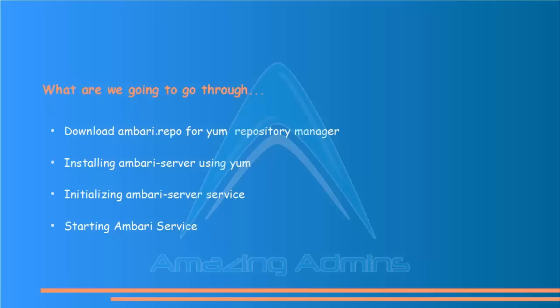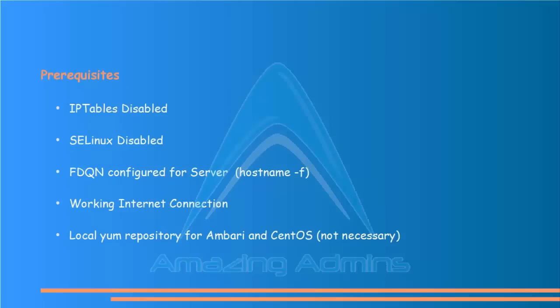After downloading it, we'll install the Ambari server using Yum: yum install ambari-server. After the installation is over, we'll initialize the Ambari server service by setting up the variables. And after this initialization is over, we'll start the Ambari service so that we can view the web UI of Ambari.